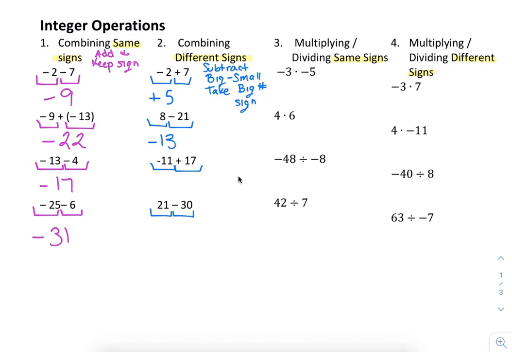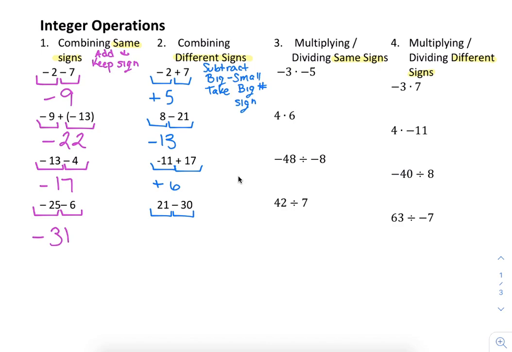Okay, let's go again. -11 and 17. We have two numbers here. They have different signs. One's negative, one's positive. Who has the biggest value, 17 or 11? 17 does, so we're going to use his sign. 17 was positive, so we use his sign. They have different signs, so we're going to subtract them. 17 minus 11 is going to be 6.